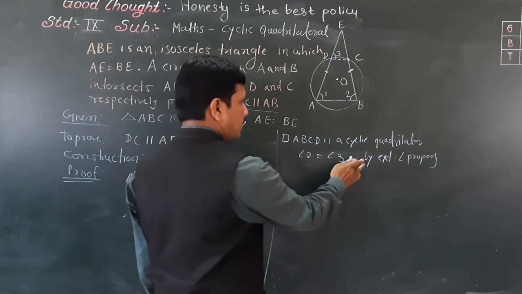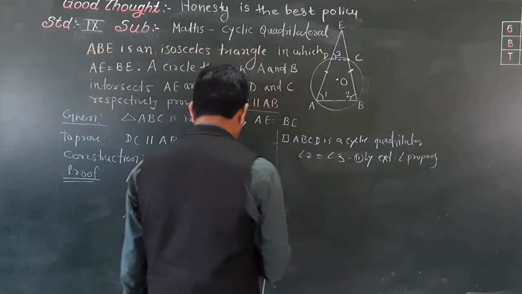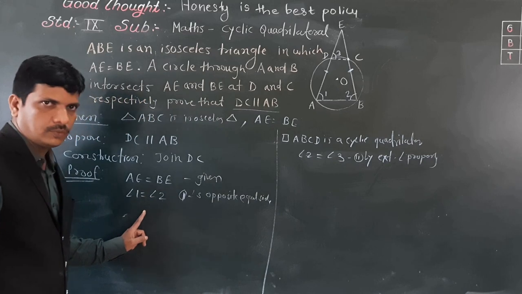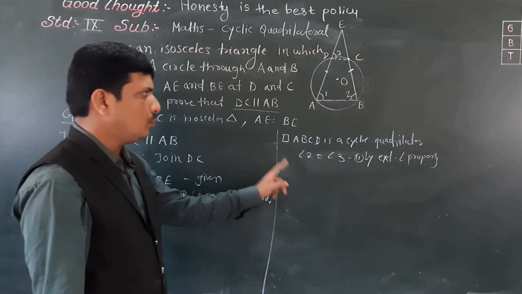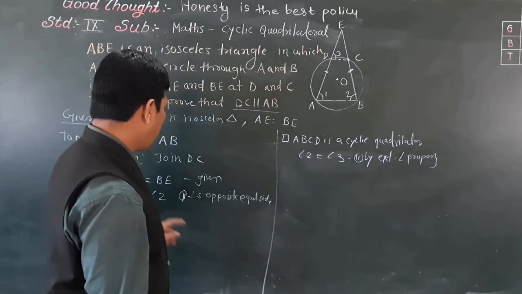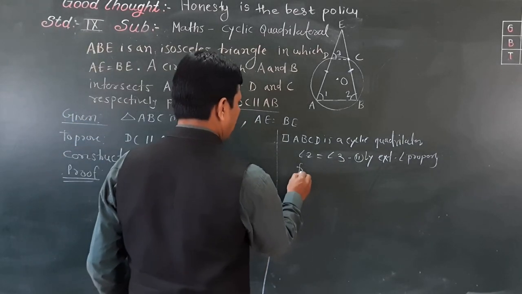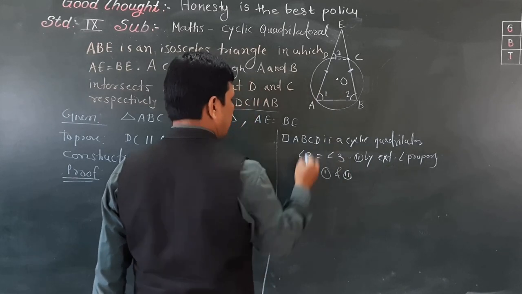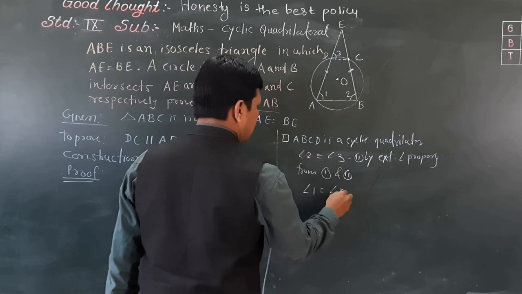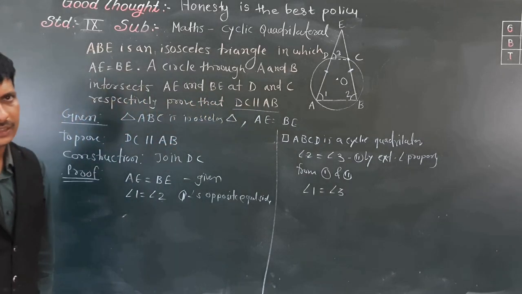So this is the second one, and we will say this is the first one. Angle 1 is equal to angle 2, and angle 2 is equal to angle 3. So from the first and second, we can say angle 1 is equal to angle 3. Angle 1 and angle 3 are equal.